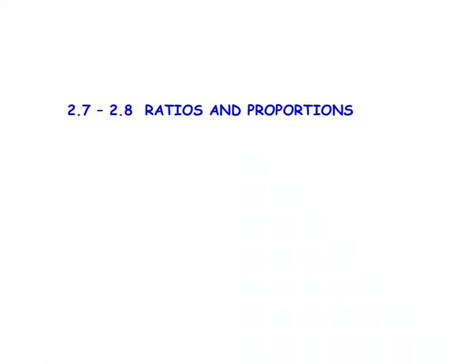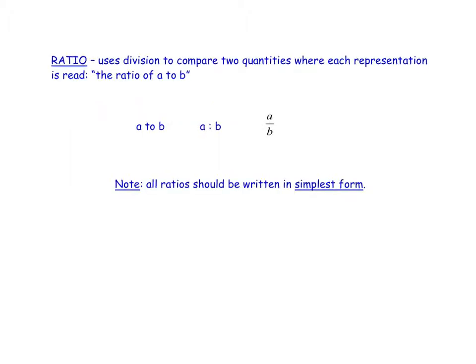Okay, this is 2-7 and 2-8, ratios and proportions. So get out your notebook and let's take some notes. All right, first we'll define ratio. A ratio uses division to compare two quantities, where each representation is read as the ratio of A to B.